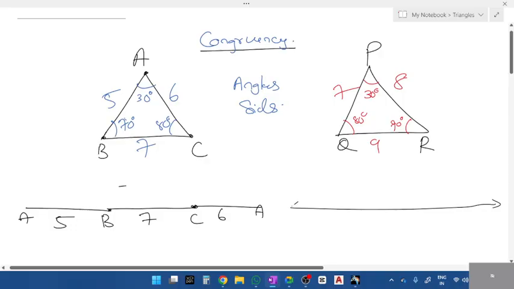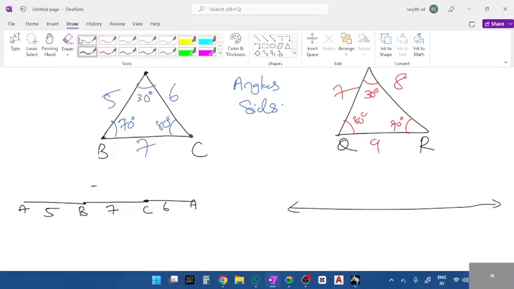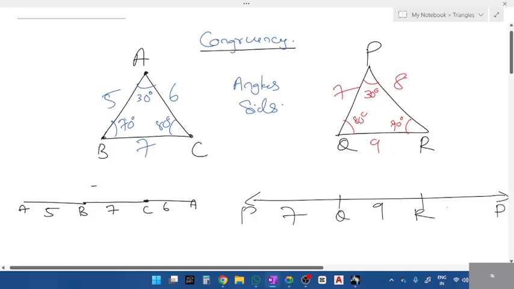Tell me the other triangle's values. From P to Q, what will be the value, students? Yeah, just open the triangle. Open it like this. You'll understand this concept. P to Q, Q to R, R to P again. So what is the value? P to Q is 7, Q to R is 9, R to P is 8. So what's the total we got here? 24, right? And here 18.